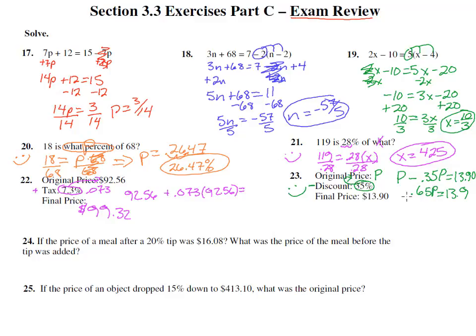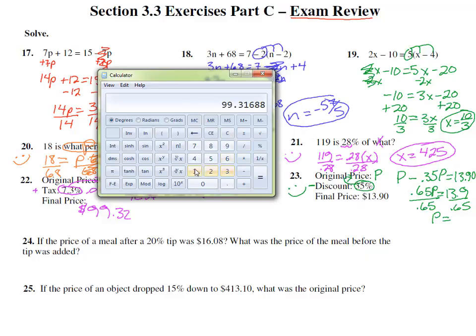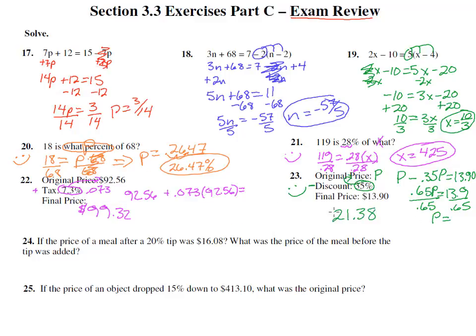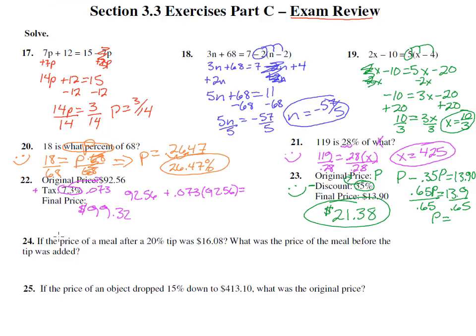Sure we can. That's multiplying by 0.65, so we undo it by dividing by 0.65. And we end up with P equals, calculator, 13.9 divided by 0.65 equals 21.384, so 21.38. $21.38 is what P will equal. Let's double check our answer. 21.38 is correct.